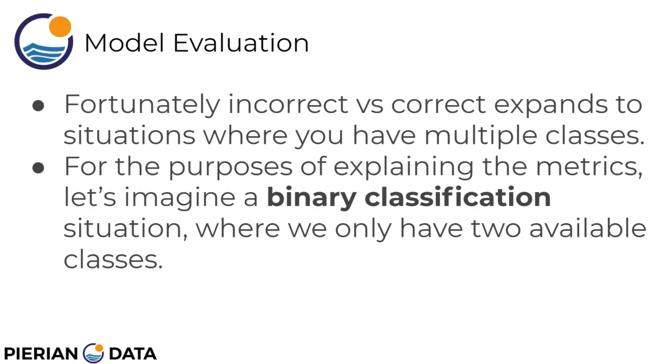Now, for the purpose of explaining the metrics, we're going to simplify this to what's known as a binary classification situation. Binary meaning two. So there's only two available classes, either class 0 or class 1. And this idea is going to expand to multiple classes as well. But for simplification, let's imagine just a binary classification situation.